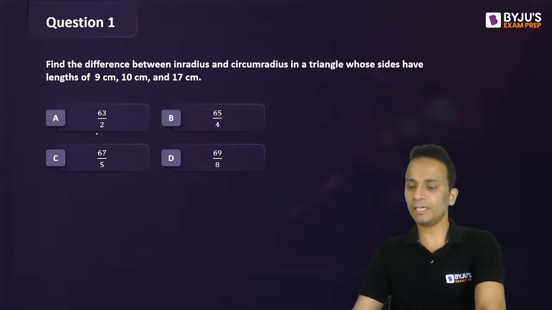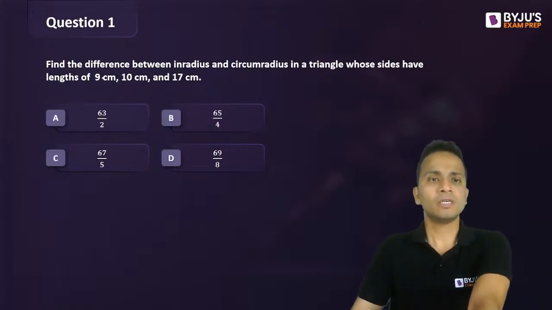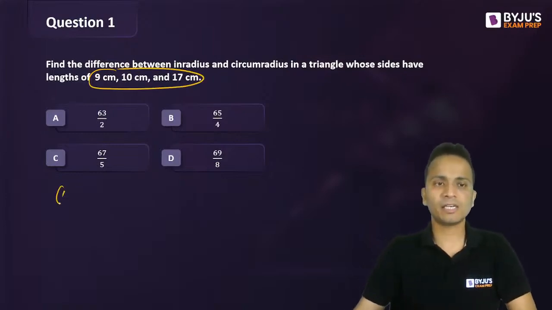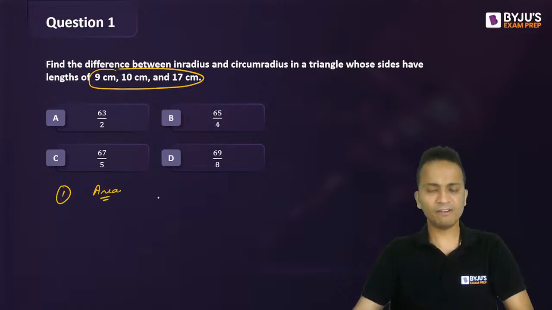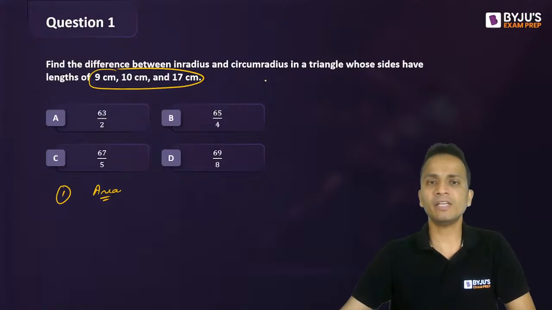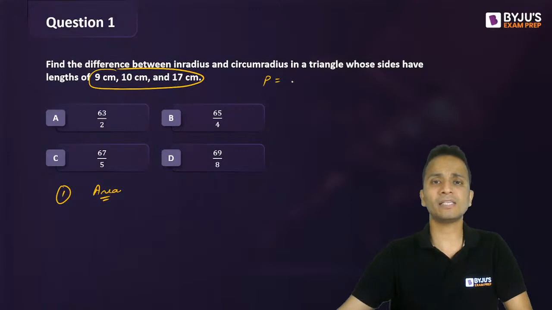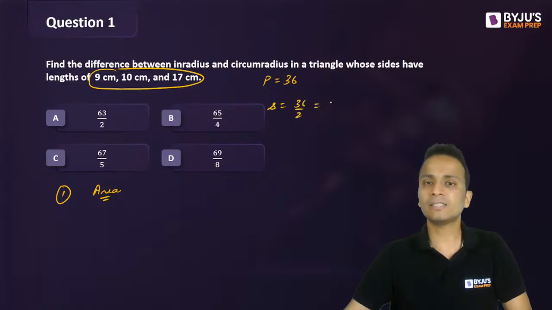Okay, let's start. Now, the three sides of the triangle are given. First I'll find out the area of this triangle using these three sides. The perimeter of this triangle is 9 plus 10 plus 17, that is 36. So the semi-perimeter will be 36 upon 2, that is 18.